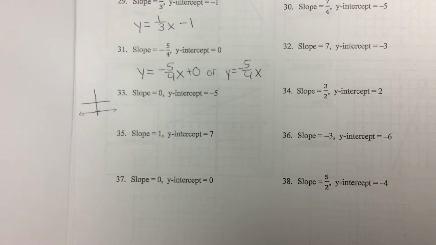How is that going to look? Is it going to be x equals a number or y equals a number? We've talked about this. What do you think?